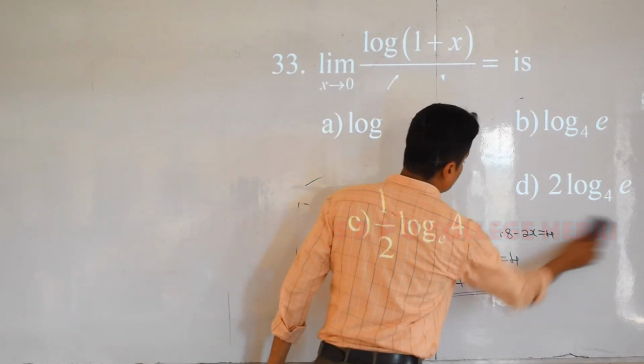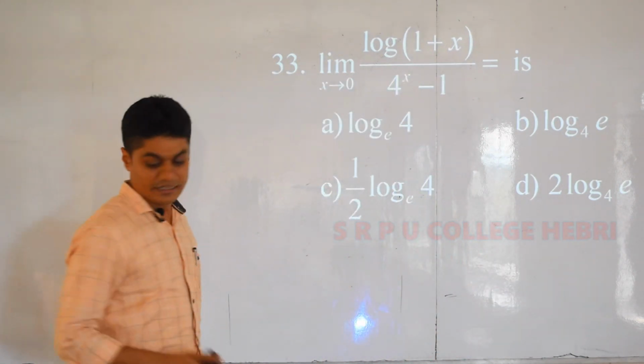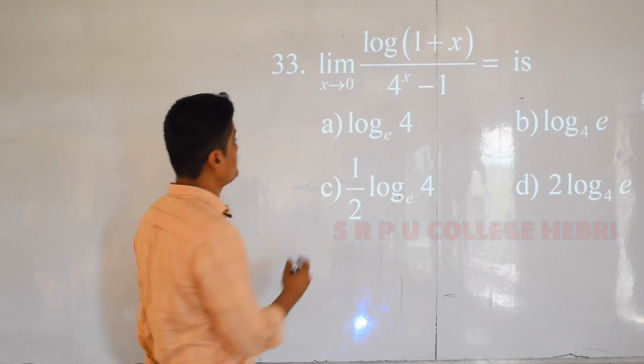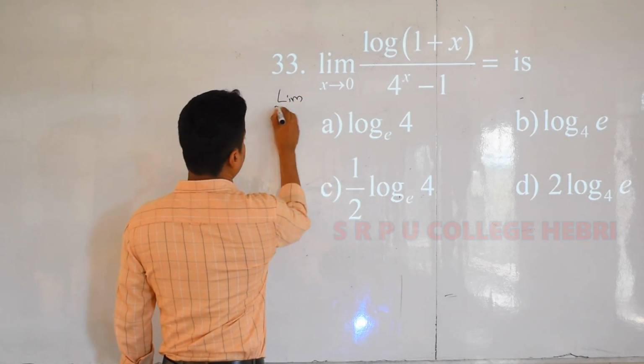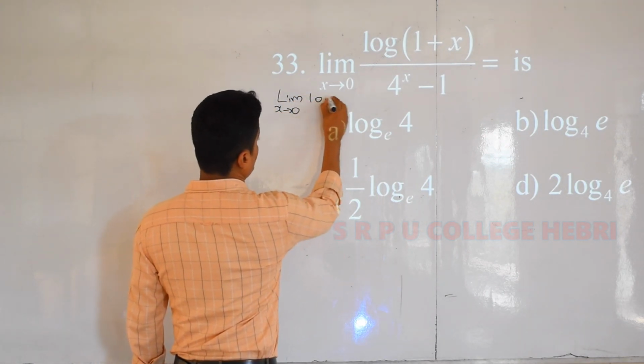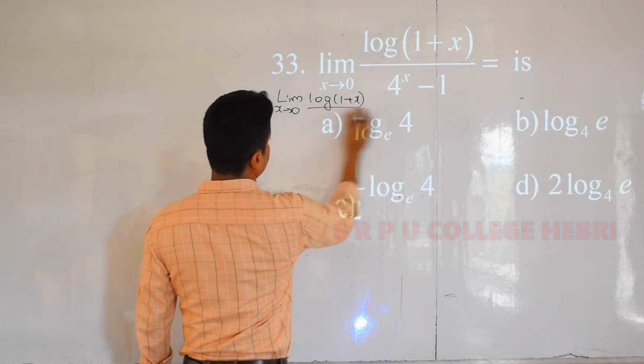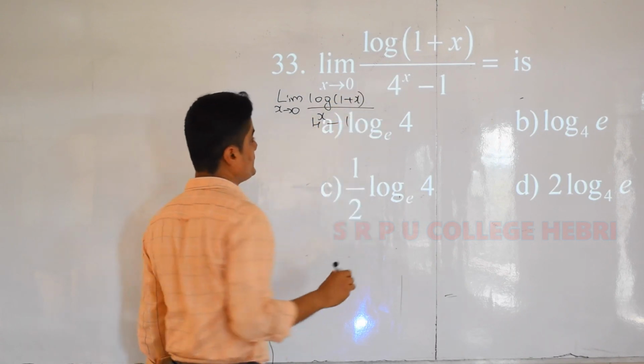This is from limits. This question is from limits. The question is: limit as x tends to 0 of log of (1 plus x) divided by (4 power x minus 1).